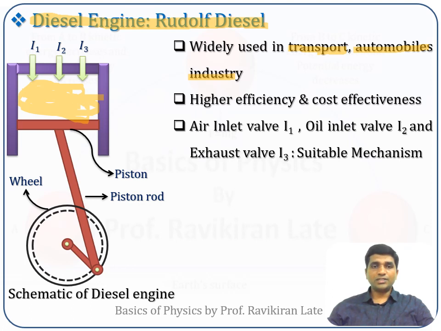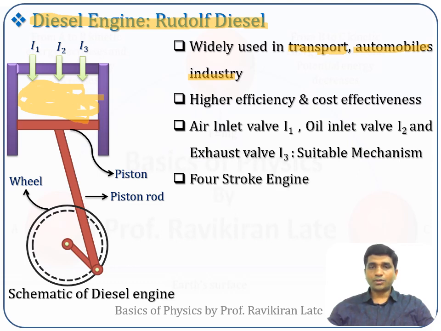Basically, this diesel engine consists of a cylinder fitted with a piston which can move freely along this cylinder, and it is a frictionless piston. You have to remember this. And this piston is fitted with a piston rod to the wheel, and this wheel can rotate through 360 degrees.